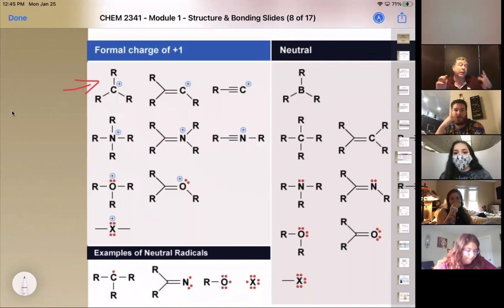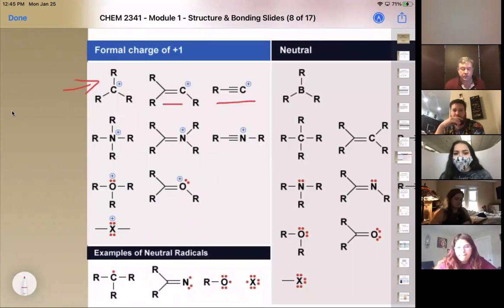And this is going to be one of our reactive species in the future, and we'll see that again. So we can actually have these nice formal charges on carbon. Another good place to see a formal charge on nitrogen is when there are 4 bonds to it. 4 bonds to nitrogen typically gives you a nice positive charge.